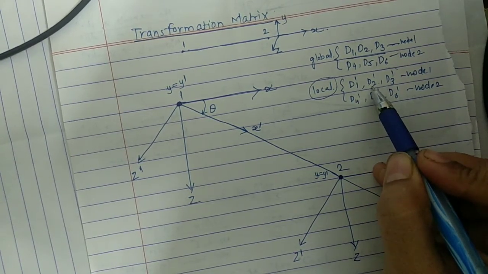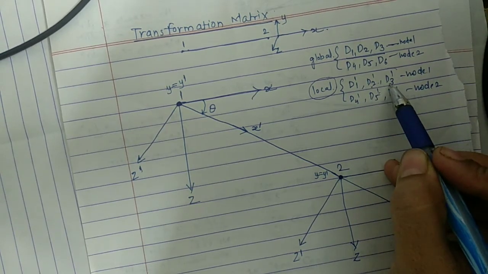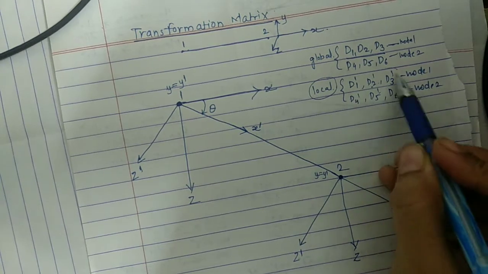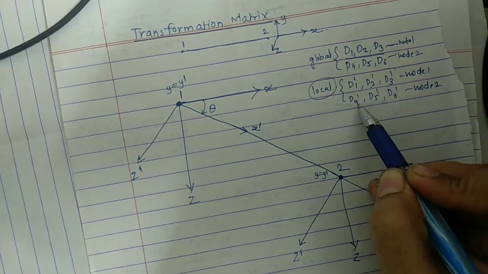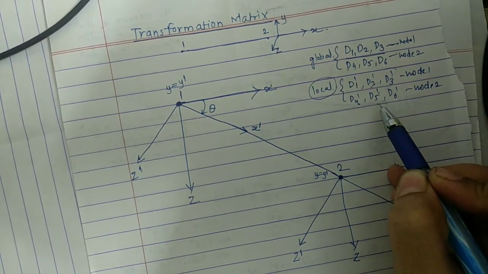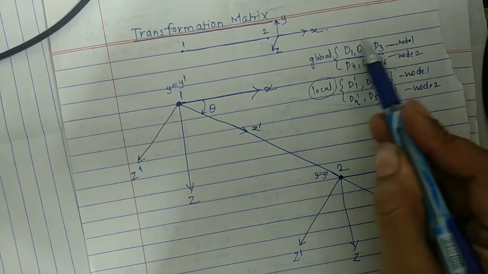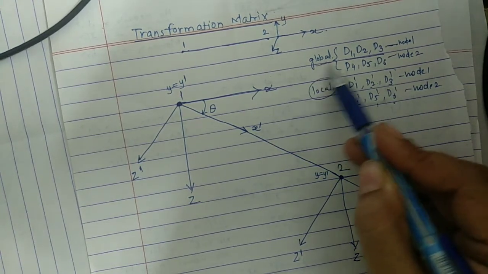D2, that is rotation in x direction, and D3, rotation in z direction. Similarly, these are at node 1. Similarly, this D4 dash is displacement in y direction at node 2. D5 dash is rotation in x direction at node 2, and D6 dash is rotation in z direction at node 2. Okay, the same meaning applies here but in global direction.